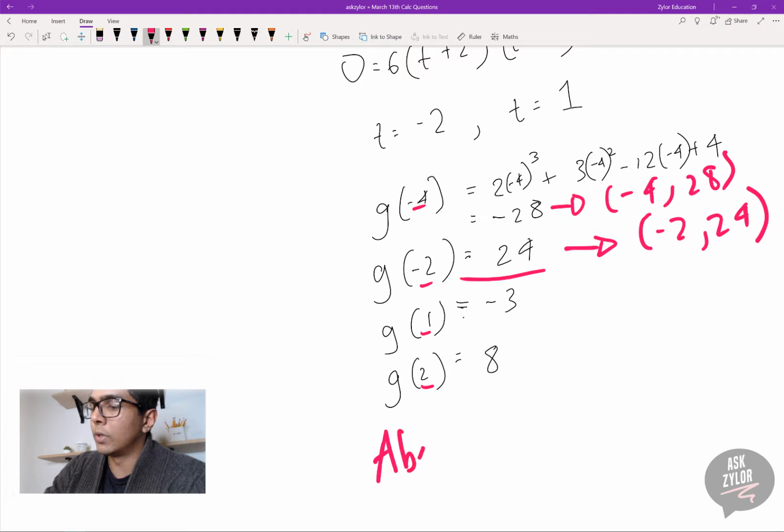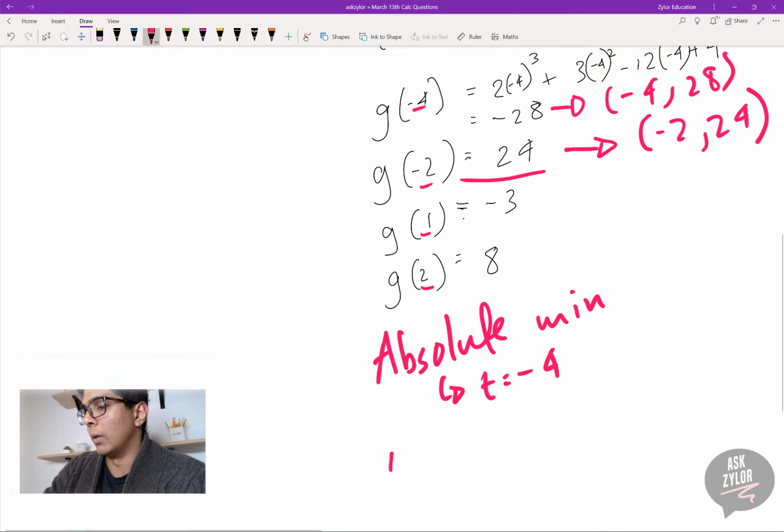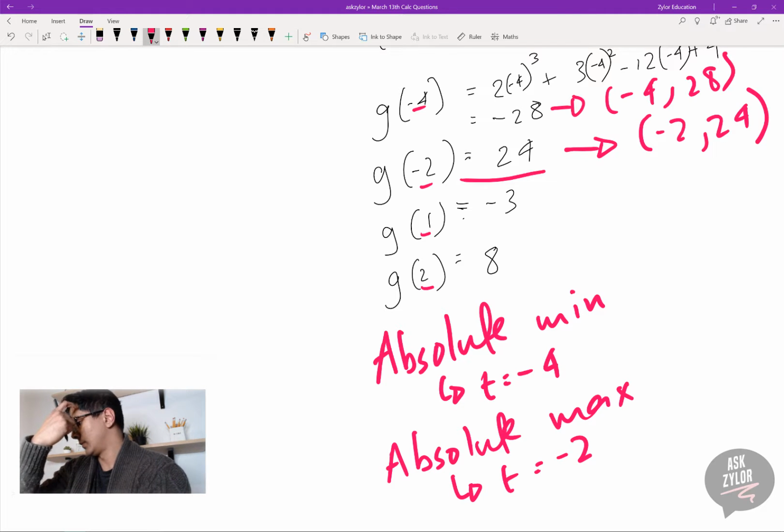So my absolute minimum is going to be when t is equal to -4. And my absolute maximum is going to be when t is equal to -2. You guys have any questions about this?